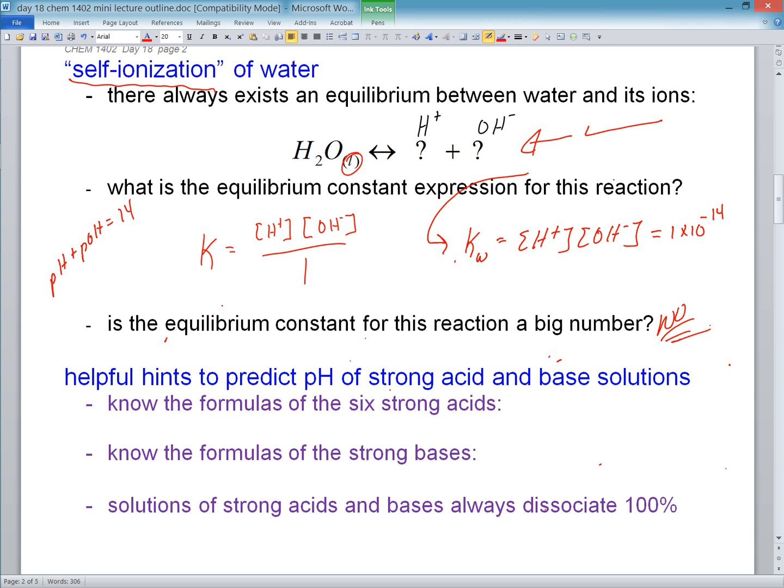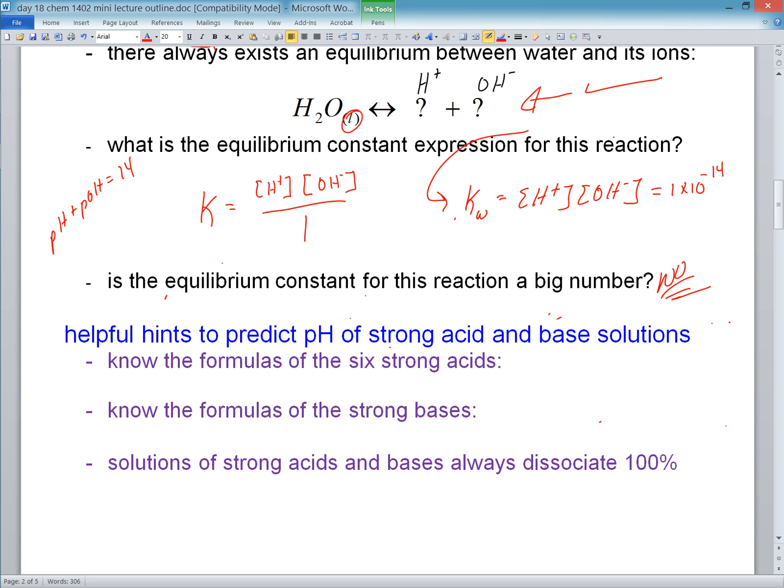Helpful hints to predict pH of strong acid and base solutions. So we're going to be calculating pH and some other things to describe the acidity or basicity. These three things will help us get there. We're not at the calculations yet, but know the names and formulas of the 6 strong acids. You have to be able to recognize them. Because the key there is that they dissociate 100%.